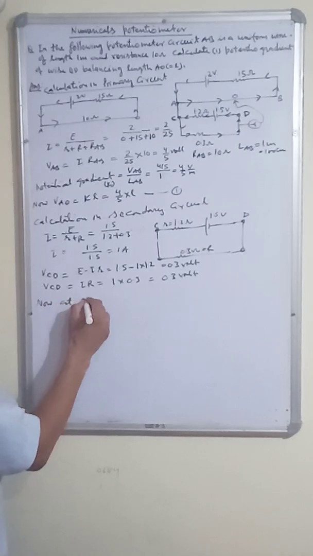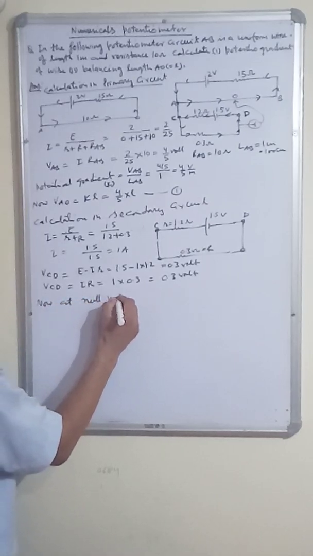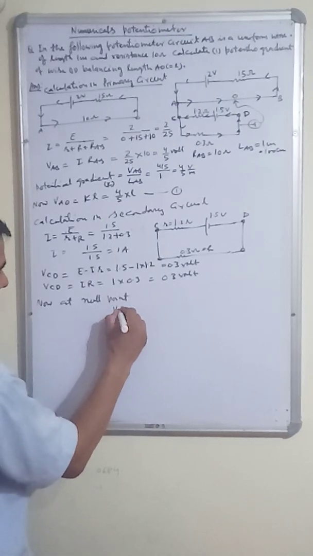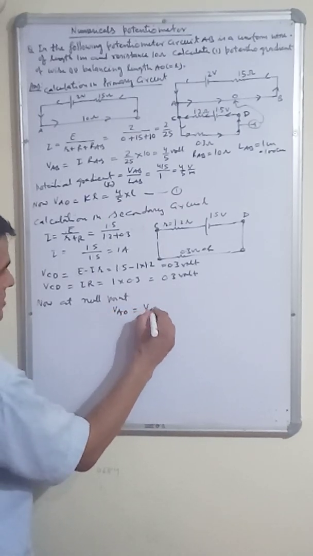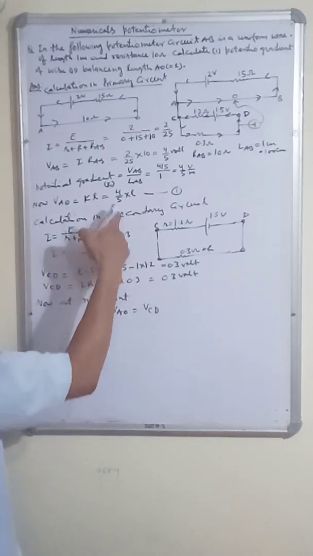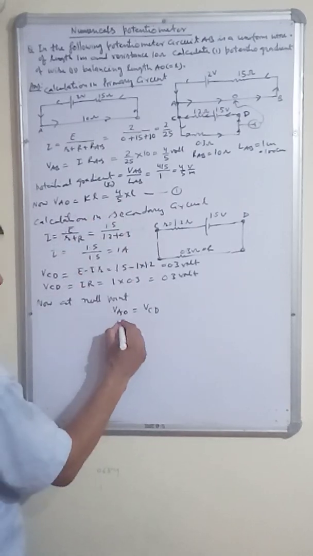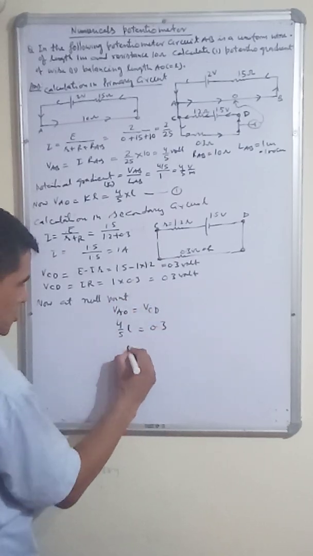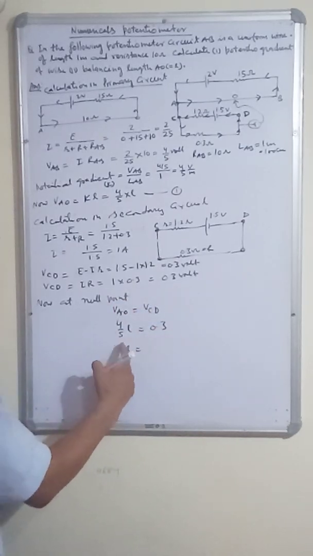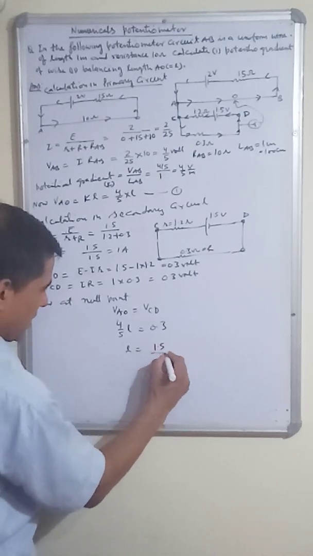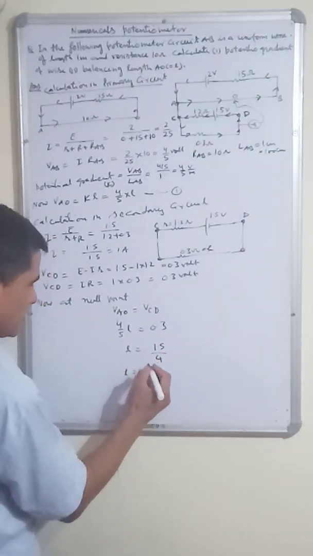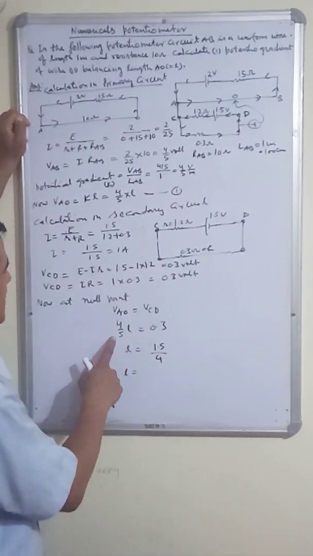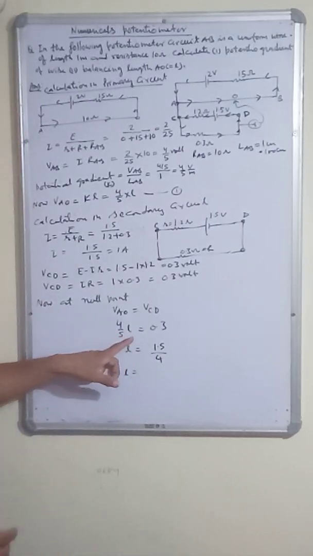Now at the null point, what happened? These two voltages become equal. VAO is equal to VCD. So what is the voltage across VAO? This is 4 by 5 L, and this voltage is 0.3. So L is equal to, now you cross multiply, 0.3 upon 4 by 5. This is 4 by 5 volt per centimeter.